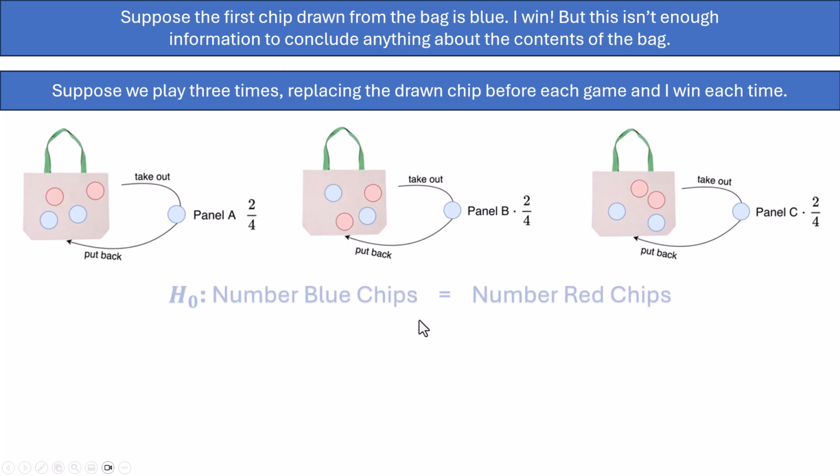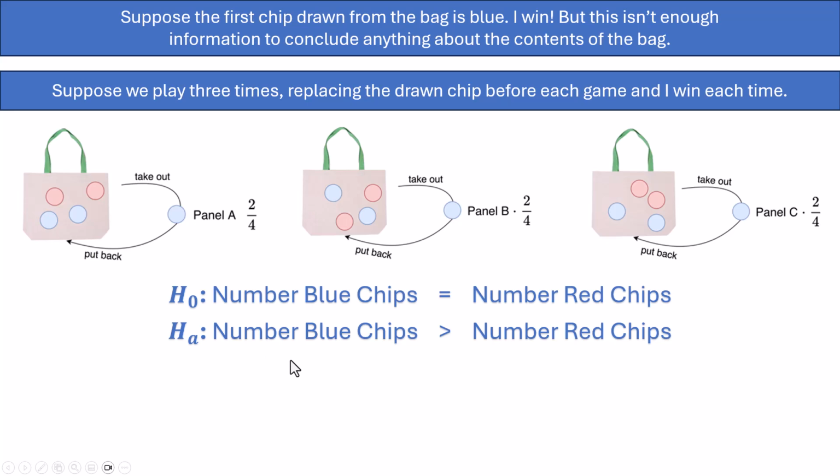So recall our 2 hypotheses. The null hypothesis was that the number of blue chips was equal to the number of red chips, and the alternative was that the number of blue chips is greater than the number of red chips. So now are you starting to doubt my claim that the number of blue chips is equal to the number of red chips? Well, it's certainly possible for me to win 3 times in a row if the null hypothesis was true, but how likely would it be?